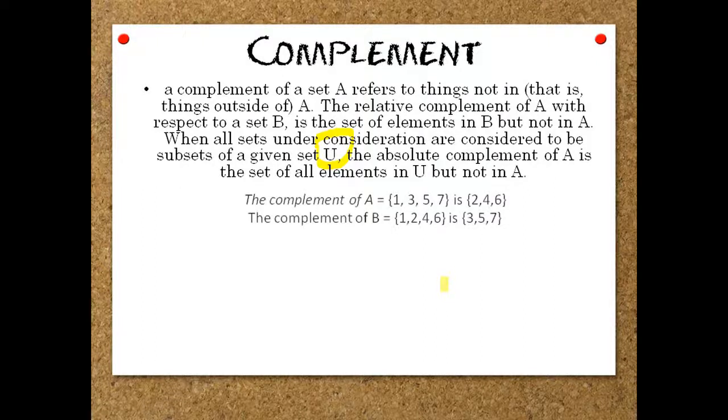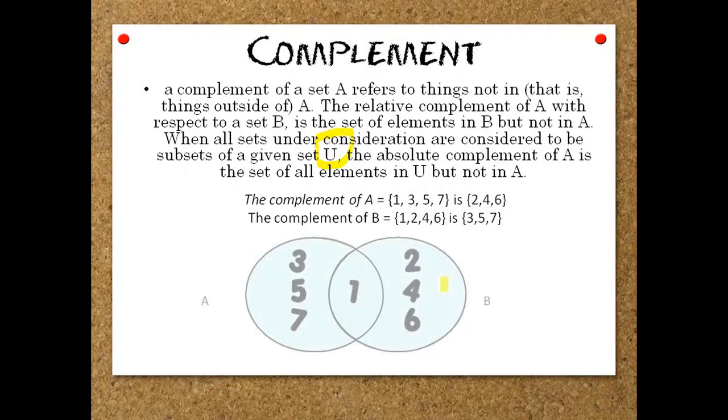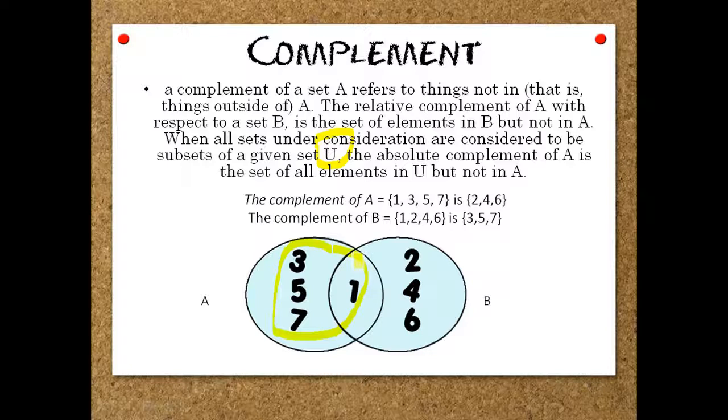The complement of A, which has elements 1, 3, 5, 7, is 2, 4, 6. So how are we going to understand it? This is the letter A. The complement of A is 2, 4, 6. It means that we're not going to write the elements inside the set A. We're just going to pick any elements outside A, because we use the term complement.